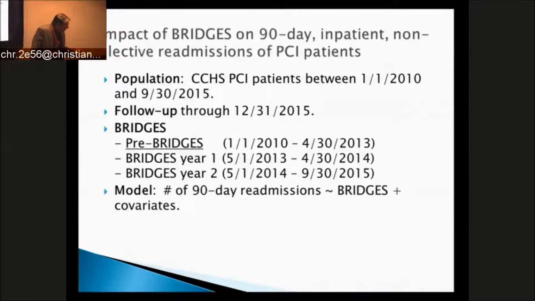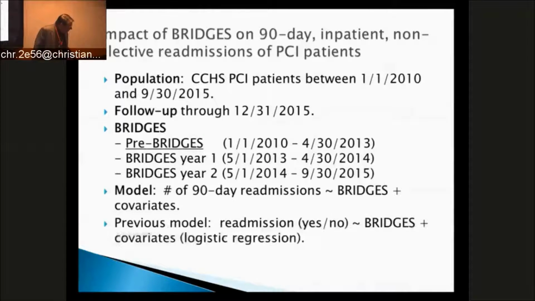And then what we're doing is we're going to model 90-day readmissions as a function of the Bridges component plus some covariates. And as I mentioned before, the way this is typically done, we're just going to analyze readmissions as a yes or no. But if we do this, then we're ignoring the other readmissions that some patients had if they had more than one readmission.